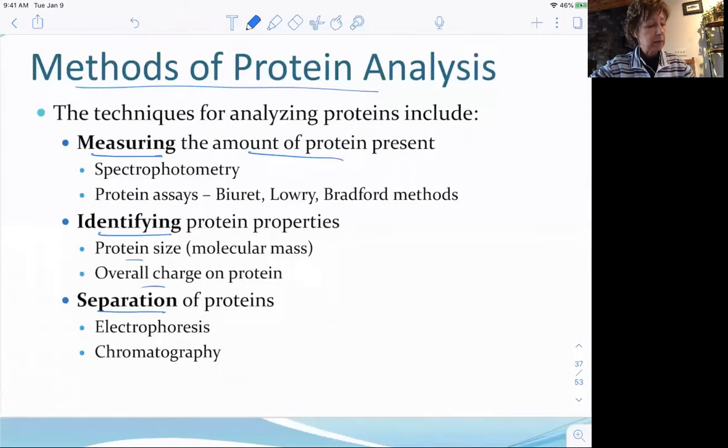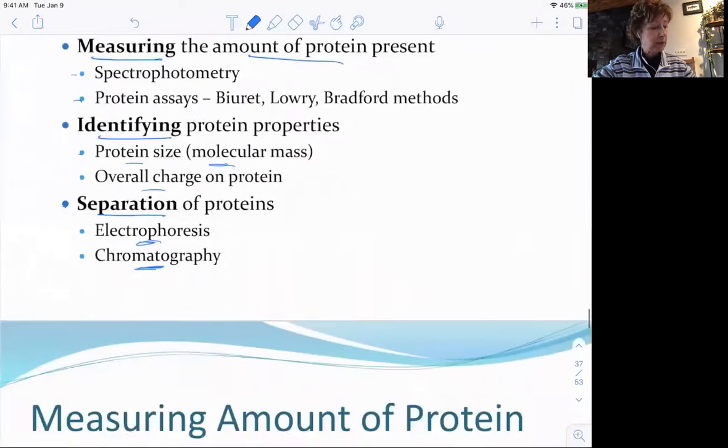So we're going to talk a little bit about spectrophotometry and protein assays, and then we'll talk about ways to measure the molecular mass and charge on proteins. And I'll briefly touch on some of the other analytical methods for proteins. And then we're going to talk about separation, because we are going to use one of these separation methods for our GFP proteins. And then, of course, we're already familiar with electrophoresis as an analysis method, but it can also be used as a separation method.